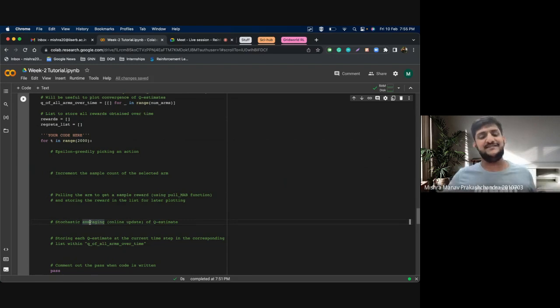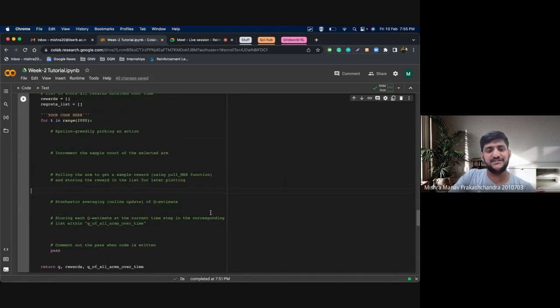The new estimate is the old estimate plus the step size times the target minus the old estimate. This Q_t is equal to Q_{t-1} plus 1 by N times (R_t minus Q_{t-1}). It is in the first slide of this lecture that I have. If you have forgotten, I'll post the slides. You can get the equation.